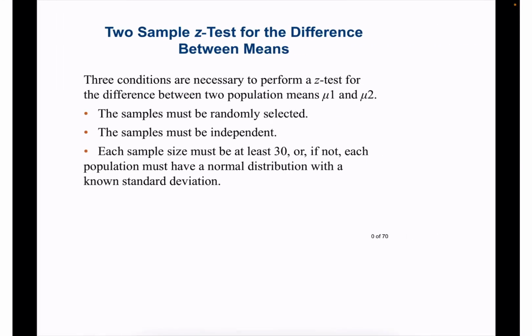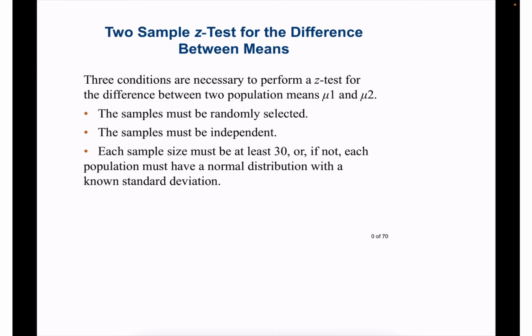Two sample z-test for difference between means. Because we are dealing with large samples, we are going to use the z-test. Three conditions are necessary to perform a z-test for the difference between two population means. The samples must be randomly selected. That's the basic requirement that we already all know. So it has to be randomly selected for a hypothesis test.